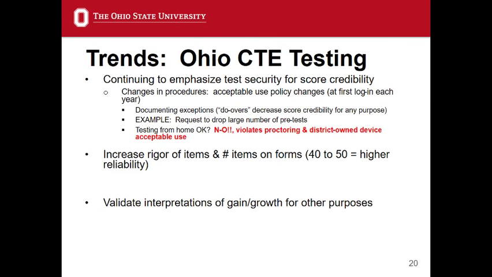Some of the trends in Ohio's CTE testing that we draw on from scanning national sources in certification and occupational hiring testing. We're continuing to emphasize test security for score credibility. When we change procedures, the acceptable use policy changes at some login each year. We're trying to document exceptions where people call in and ask for a do-over or an unsubmit. This type of thing decreases score reliability or credibility for any purpose.